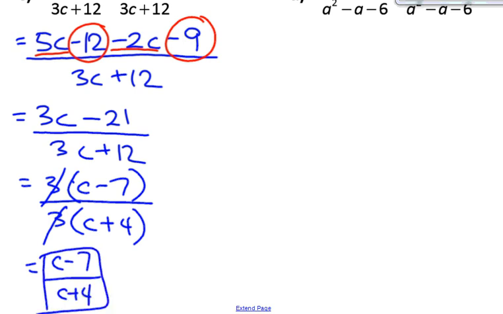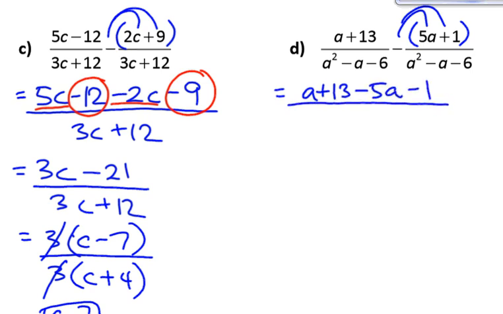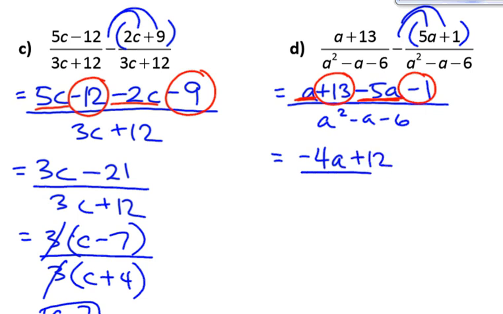Okay, last example for subtracting, part D. Again, common denominator, yes, and we are subtracting. So we want to distribute. So now we have a plus 13 minus 5a minus 1 over our common denominator. Now, combine like terms, we have 1a minus 5a. 1 minus 5 is negative 4a. And then we have positive 13 minus 1, which is just positive 12.